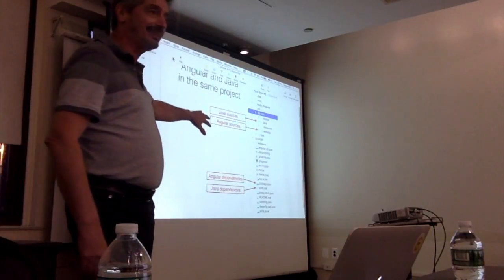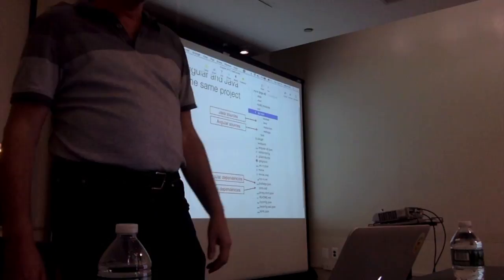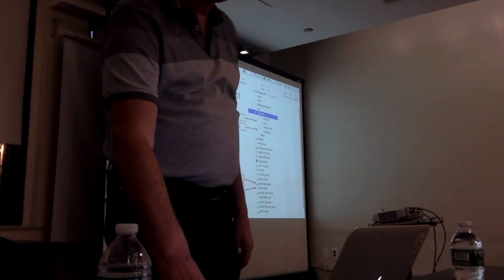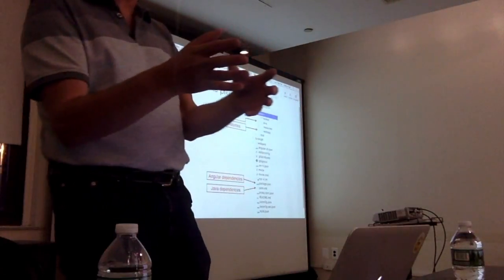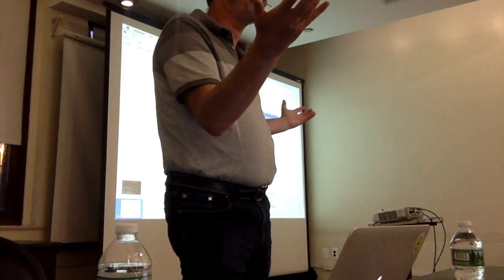Now, dependencies. It will generate three files with dependencies. Angular dependencies are in package.json. Java dependencies are in pom.xml. This would be familiar to you. When this code is generated, this is your project. Open it up, customize it, change whatever you want. Change the sources.